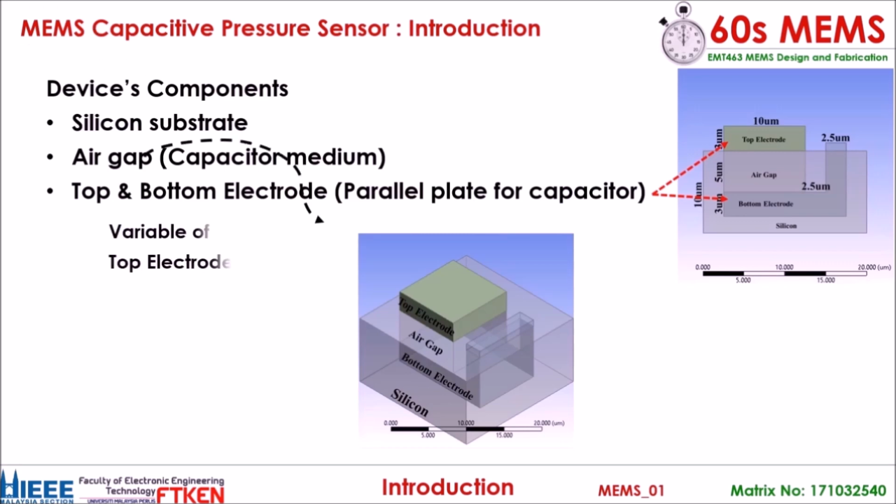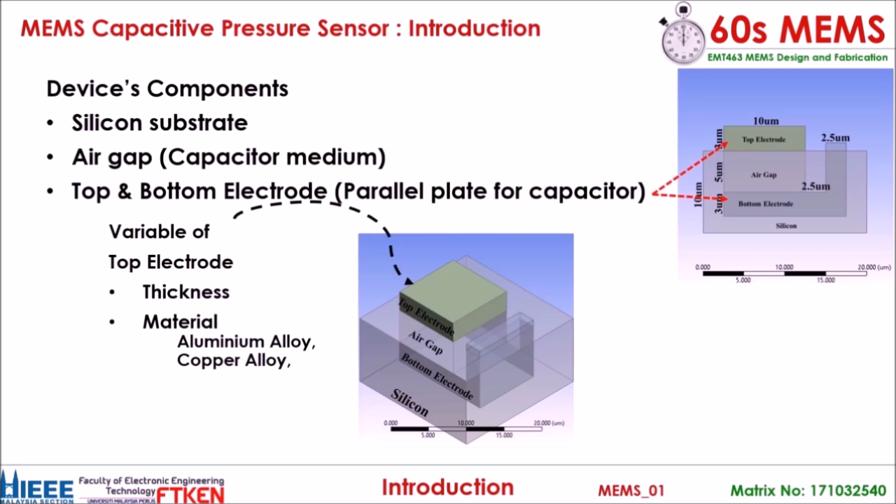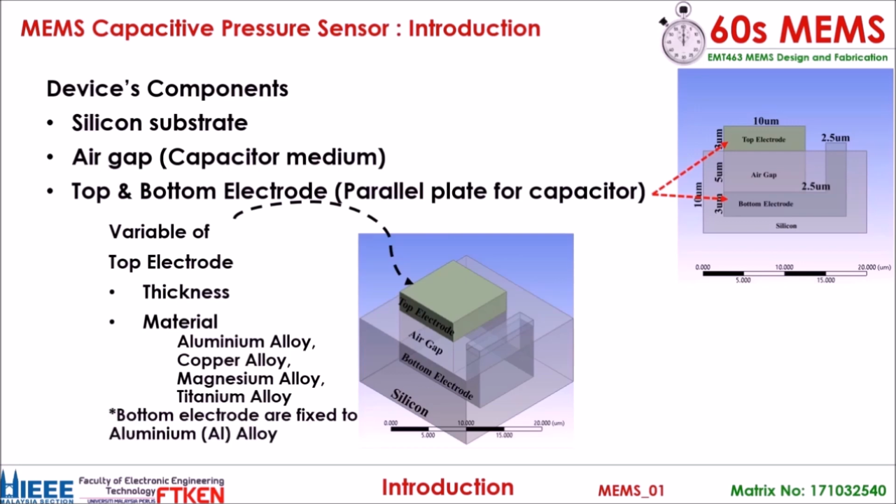Next, the top electrode variables being analyzed using ANSYS software are the thickness of the top electrode and the material, which is aluminum alloy, copper alloy, magnesium alloy, and titanium alloy. Meanwhile, the bottom electrode is fixed using aluminum alloy.